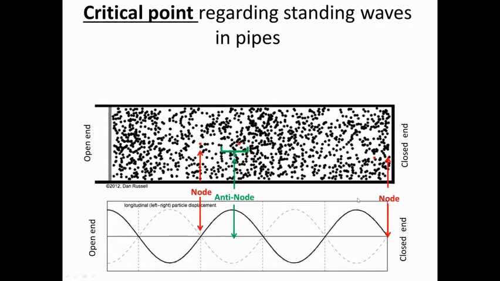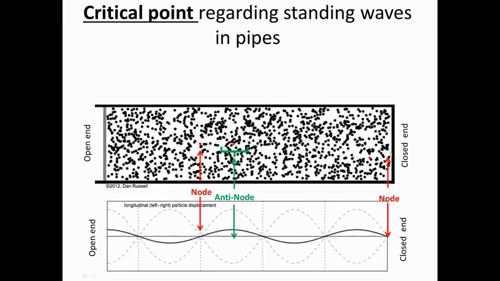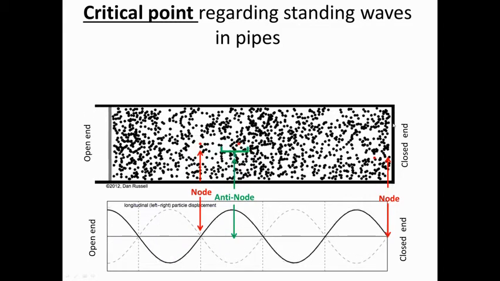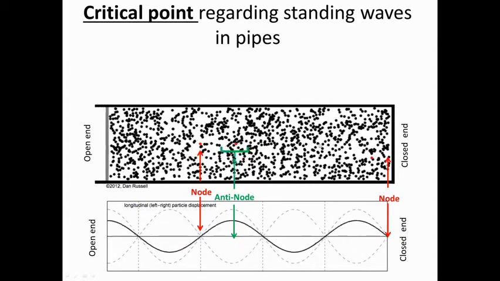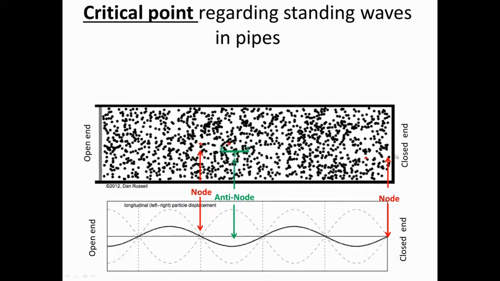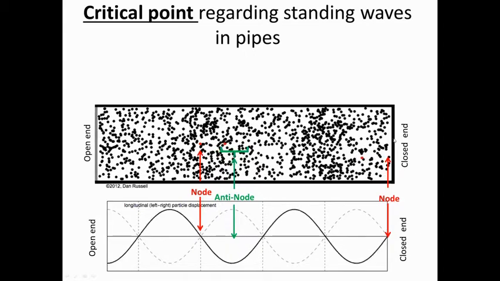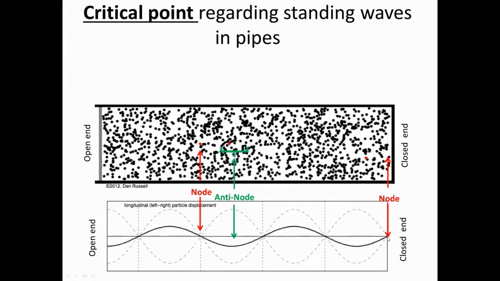Now, this is a critical point to understand for this slide. Over here we have a closed end. In other words, this is an open tube on one end, but on this end it's capped off, and so you've got a negative reflection coming off, just like you do with any wave coming off a fixed point. And when that happens, you get a node, a point that is not moving. Closed ends, this is what we need you to remember, closed ends are going to have a node.